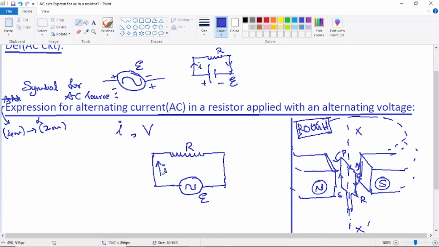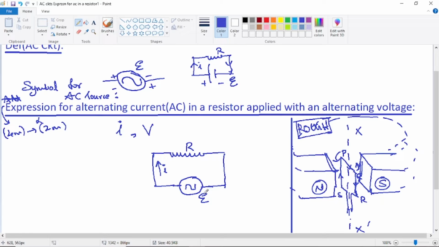That's why the direction is shown a little outside the circuit. We're just assuming that initially, for a short time interval, current is flowing in the clockwise direction this way. But in the next time interval the current direction will change, so it will be flowing anti-clockwise. That means the arrow should be downwards in this part of the circuit. So that's the simple alternating current circuit.